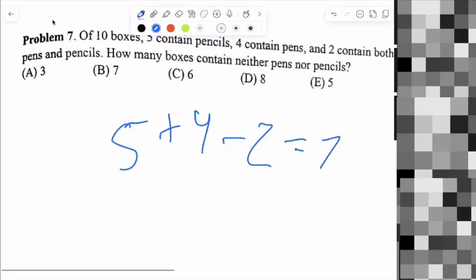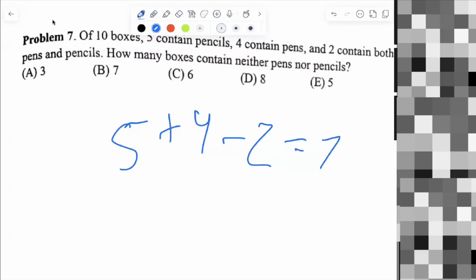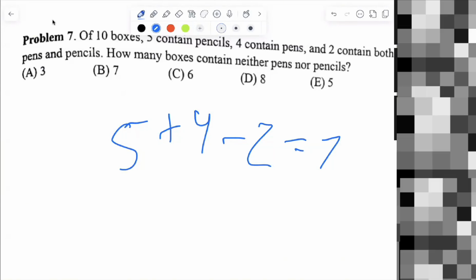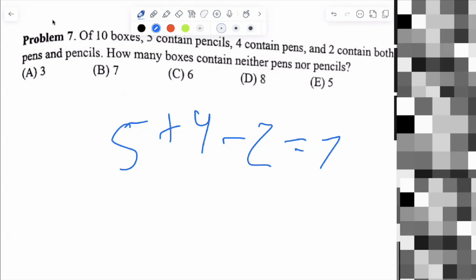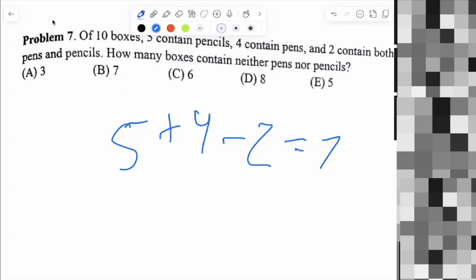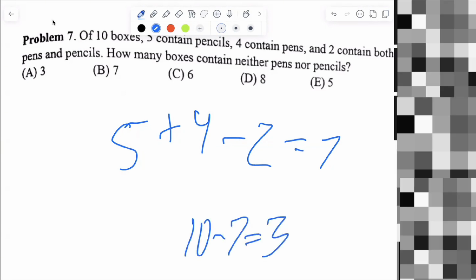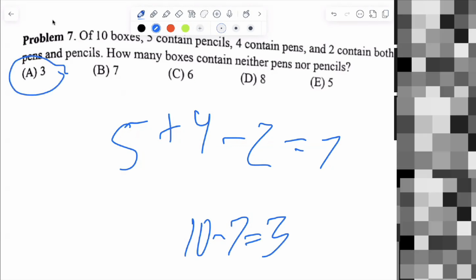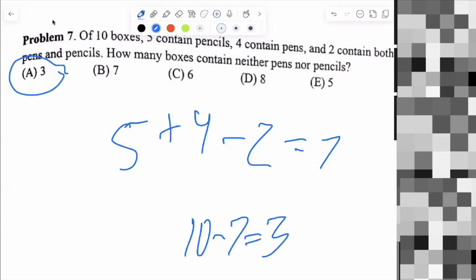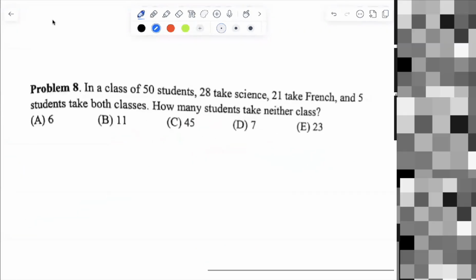This means that there are 7 pens or pencils. So we want to find how many of these 10 boxes have none. So basically that means 10 minus 7 equals 3. Which means that there are 3 boxes that don't have pencils or pens. Right? Let's move on to problem 8.